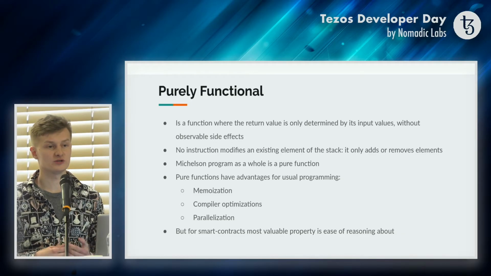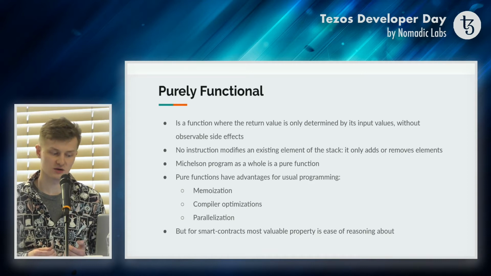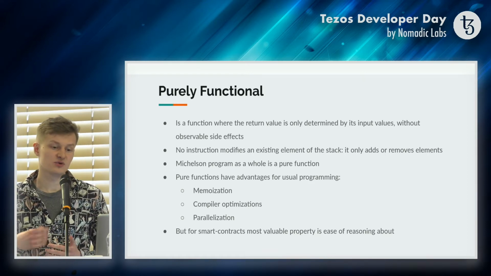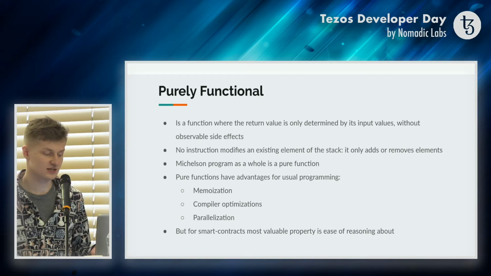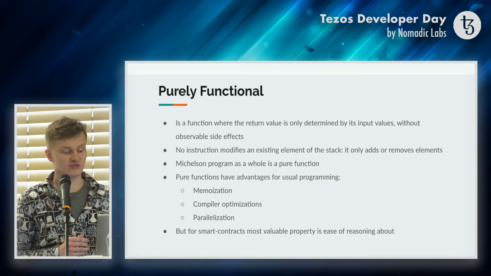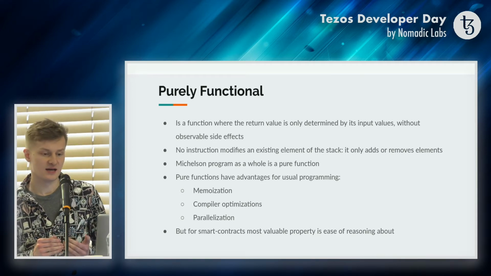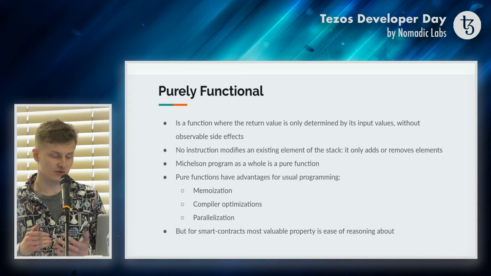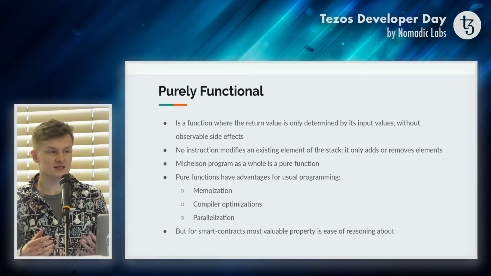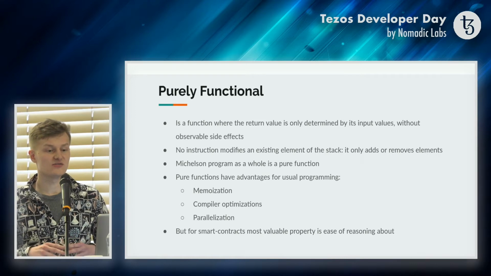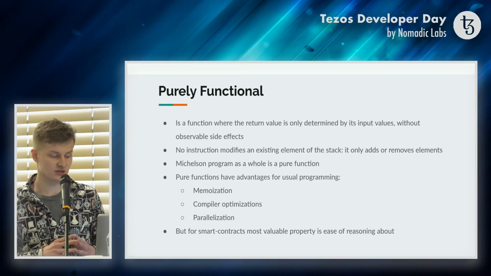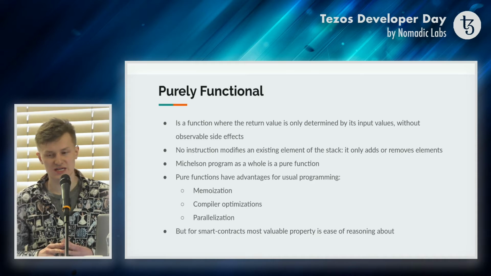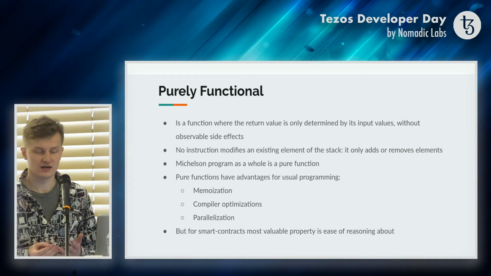What does it mean for a language to be purely functional? A pure function is a function where the return value is determined only by its arguments, the inputs. And a pure function doesn't produce any observable side effects. No instruction modifies an existing element on the stack, it only adds or removes elements. A Michelson program by itself is a whole pure function.